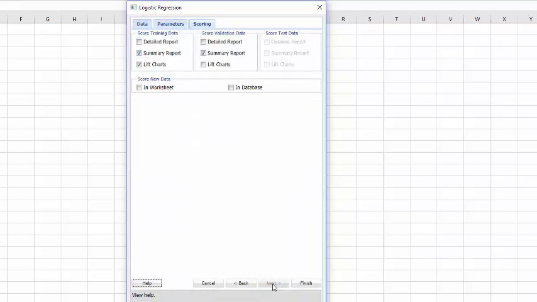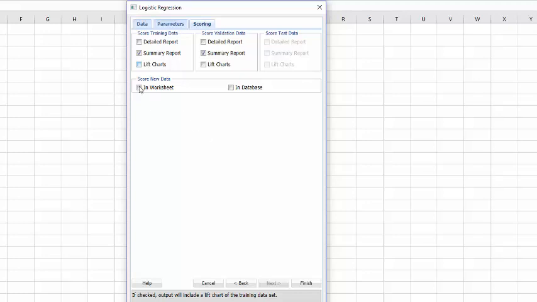The next information that will be asked from me is what I want to see. I may want to have a full report, and the report will be for the training data, which was 60%, and my validation data, which corresponds to 40%. I only ask for the summary report.